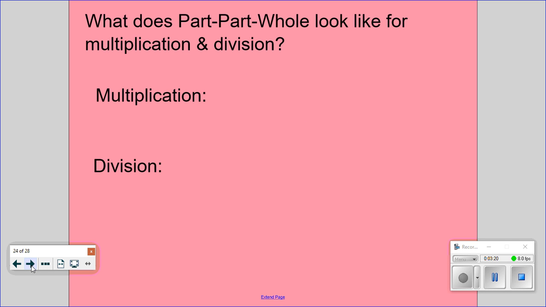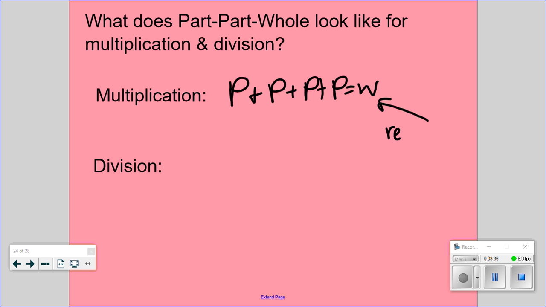Alright, so again, we're going to look at what part-whole looks like for multiplication and then division. So I just told you that multiplication can look a couple of different ways. If it looks like this, we know that is basically repeated addition, as long as all those parts are the same number. If it's 4 plus 4 plus 4 plus 4, that's repeated addition, in which case we can use the shortcut of multiplication.